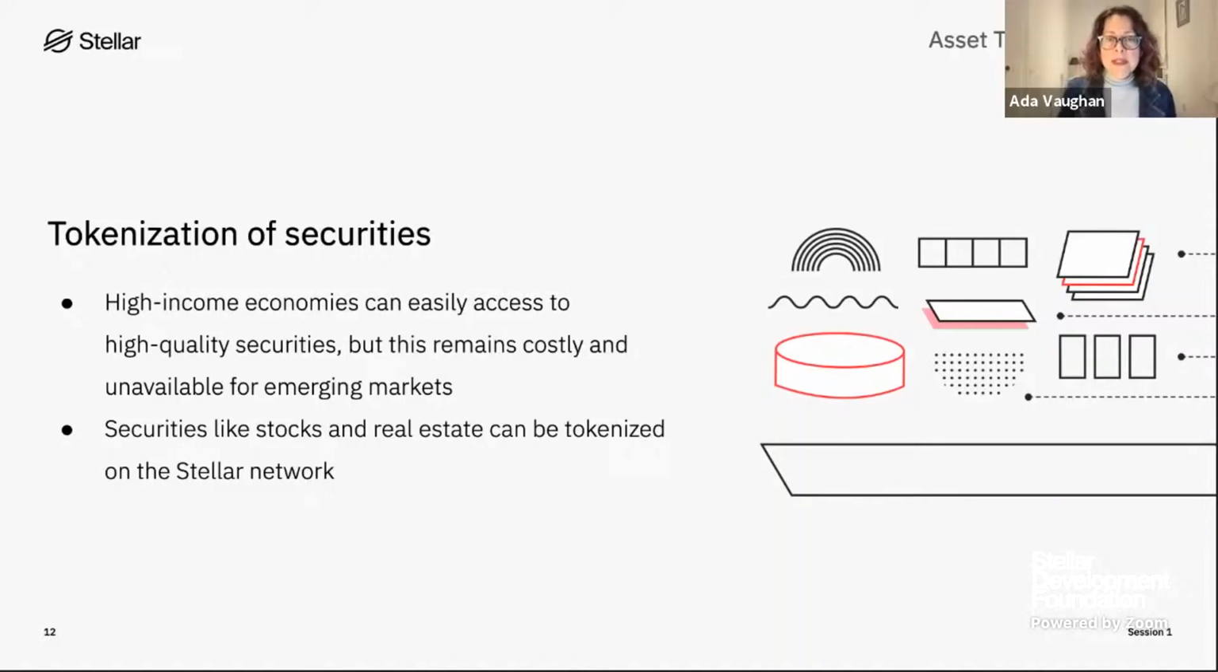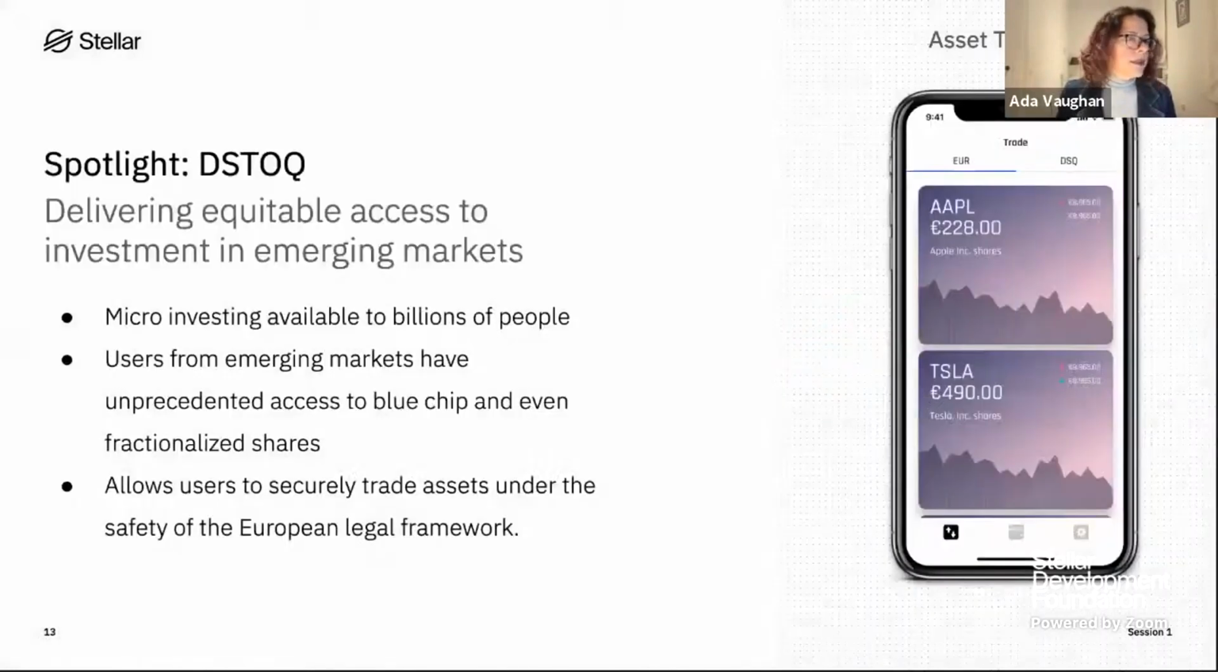And so tokenization of securities is a really interesting use case for blockchain and for Stellar specifically. I'm going to show you an example of it. But whether it's stock or real estate, these kinds of assets, again, they're not money. They're different than a currency asset, but they can be tokenized similarly to securities. They can be tokenized into shares and tokens on Stellar. So I'm going to show you an example of a company called D-Stock. They have kind of a fun spelling of their name.